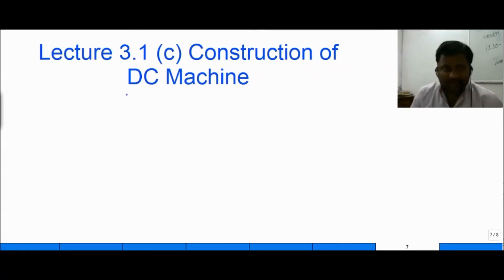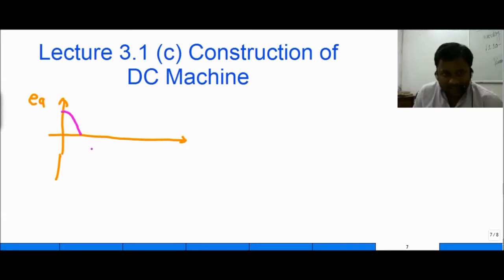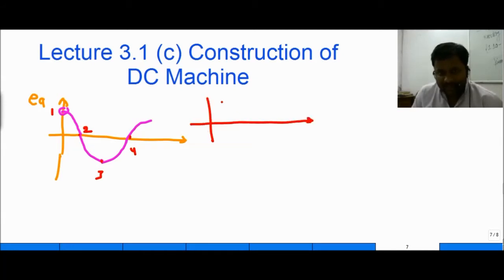In this lecture, we are going to discuss the additional features of the machine. The output voltage, the induced EMF, is like this. EA is 0 at position 1, then maximum, and again 0, then maximum. Here the location point is 1, here 2, here 3, here 4. Likewise, the DC obtained is like this. This DC is called ripple DC.